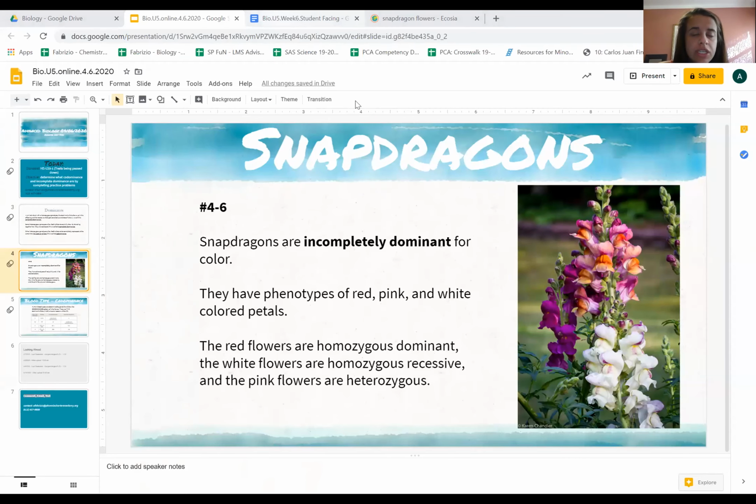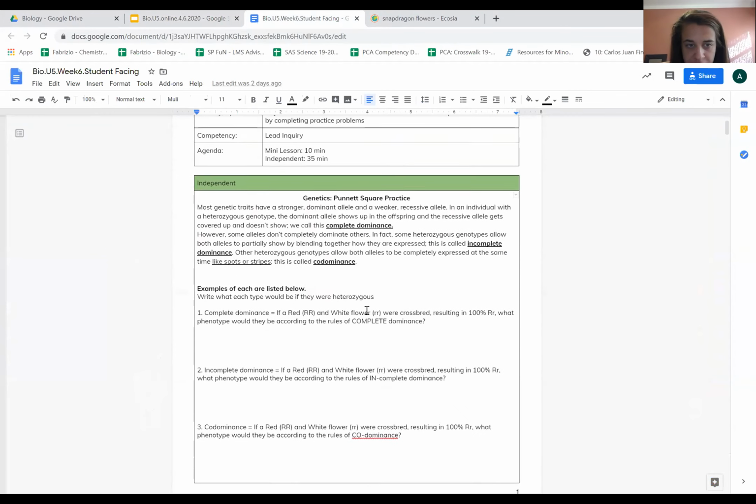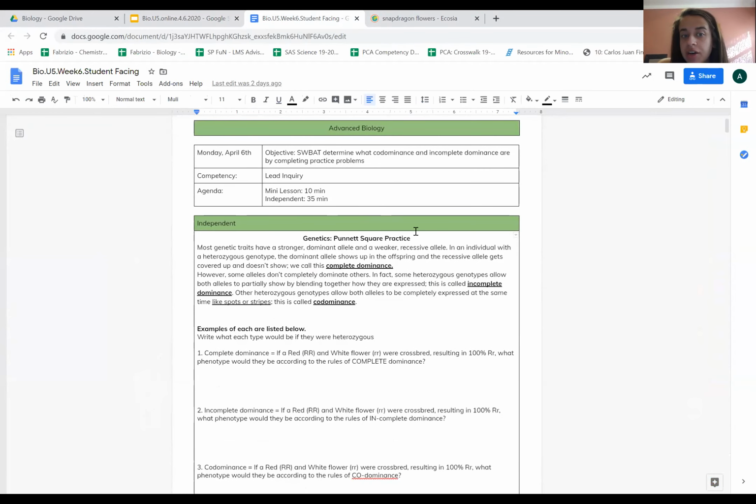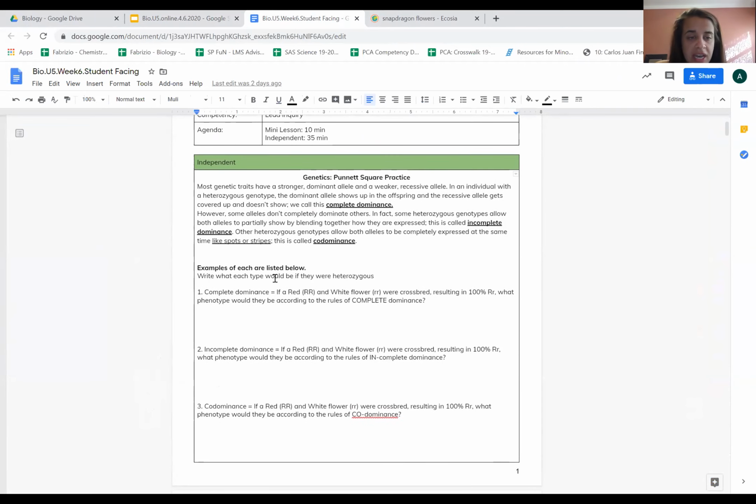So if you guys are on the first page of your packet, I have everything that we just discussed listed above for your convenience. And right now, let's complete 1 through 3 on page 1, determining what complete dominance, incomplete dominance, and codominance would look like in these specific examples based on what you just read. You can use this, for example. So let's complete 1 through 3. Pause me now to do that.